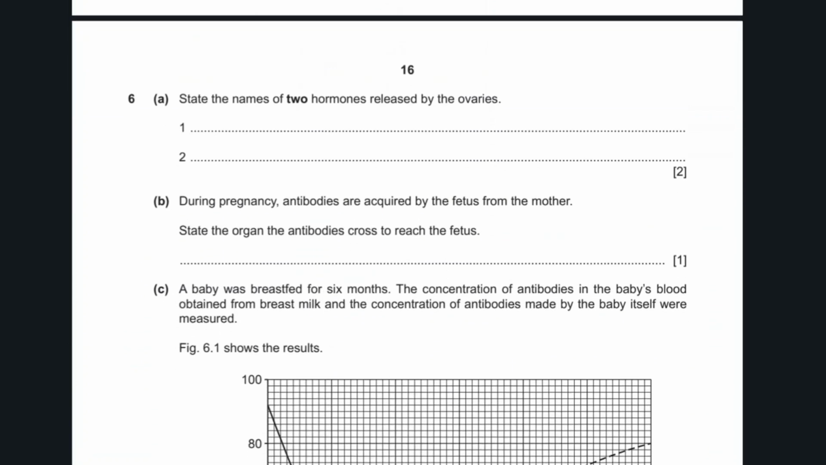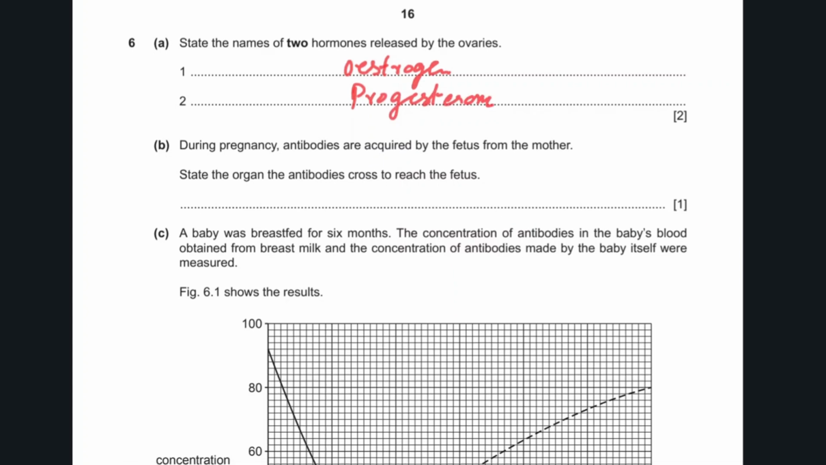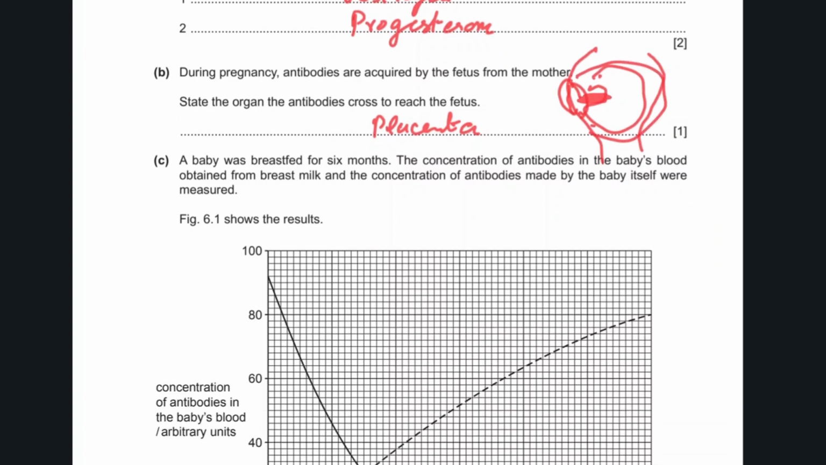Next part, last question 6: state the name of the two hormones released by the ovary. So hormones released by the ovary are estrogen and progesterone. The organ the antibodies cross to the fetus is the placenta, because the placenta is the organ through which antibodies transfer. The placenta is formed here in the uterus lining and with fetus tissues, and there is a connection between both of them because of the placenta.